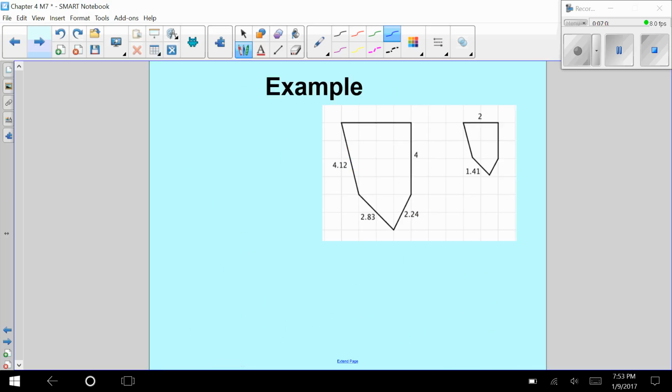All right. Try this example. We're going to start by saying that this will be side A. This is B, C, and D here. Try to figure out the 4 lengths of these sides.